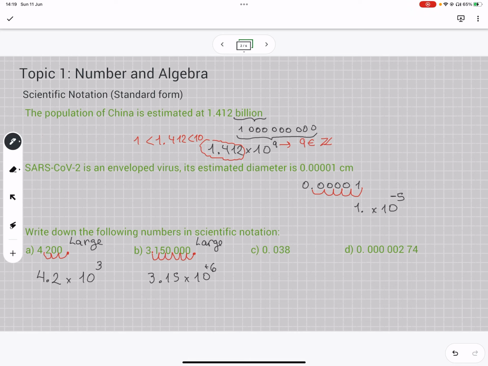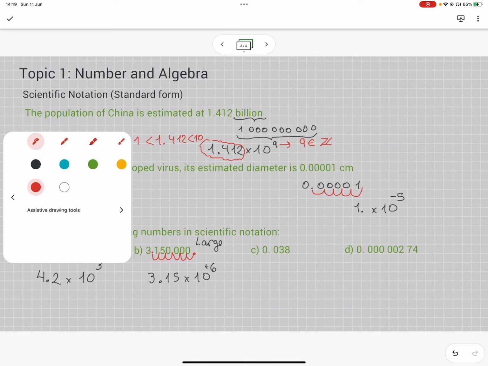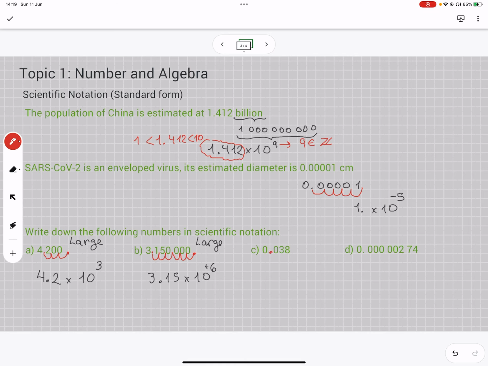The last two examples, exercises C and D. Look at the decimal point and move it until you have a number between 1 and 10. 1, 2 times. So it will be 3.8 times 10 to the power of 2. But in this case, because this is a small number, the power has to be negative. So it will be 3.8 times 10 to the negative 2 power.